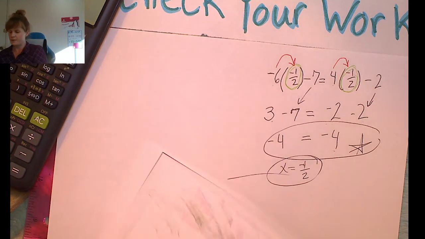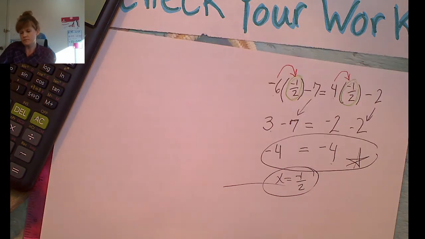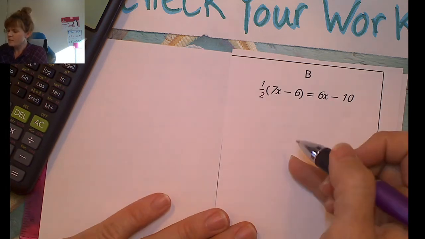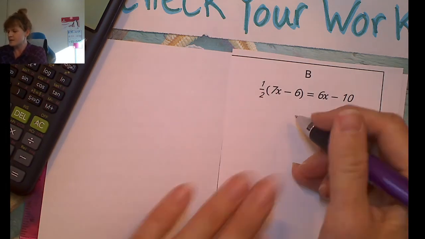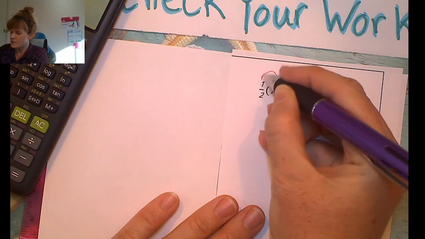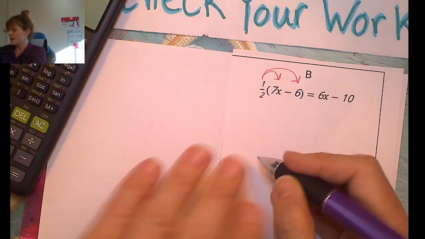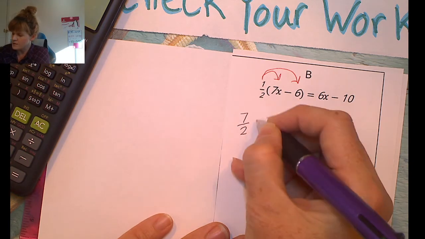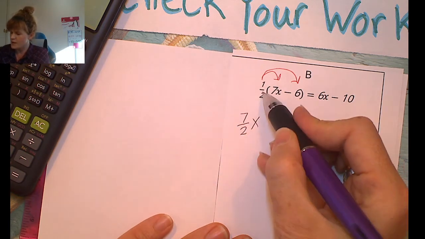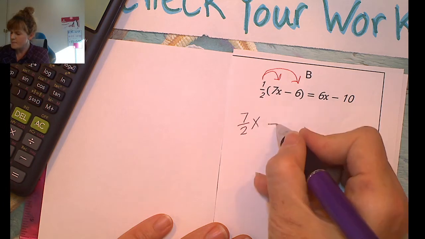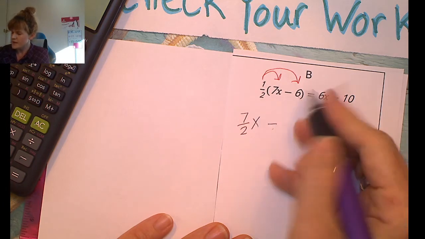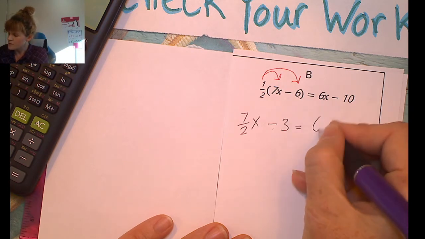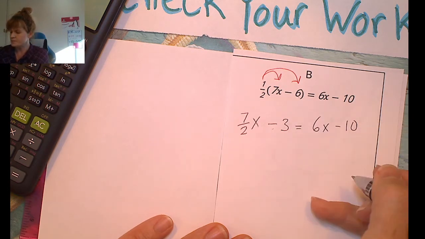Let's do another problem. Okay, this time we do have parentheses. So let's start with the distributive property. 1/2 times 7 is 7/2, and the x stays, so that's 1/2 times 7x, minus 1/2 times 6 is 3. And that's equal to 6x minus 10.